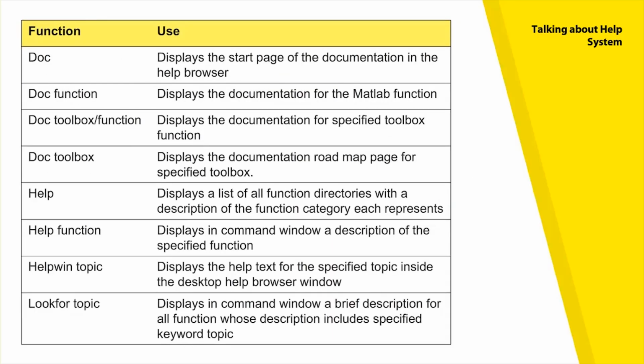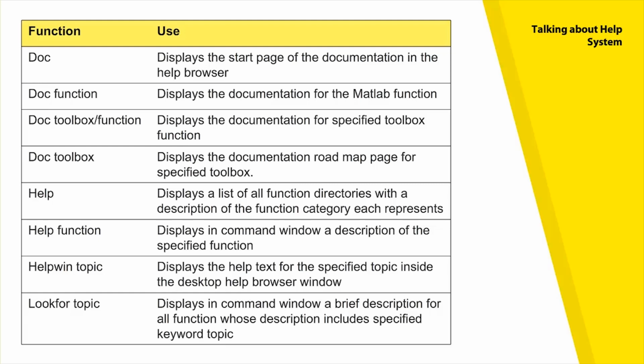Shown here is a list of commands that are available for help. We have the function doc that displays the start page of the documentation in the help browser. Then we have doc followed by the function name that displays the documentation for the specified MATLAB function. Similar to this, we have doc followed by the toolbox name that displays the documentation specific to the mentioned toolbox. Then we have the help command that displays a list of all function directories with a description of what each category represents. Then we have help followed by the function name that displays the description of the specified function.